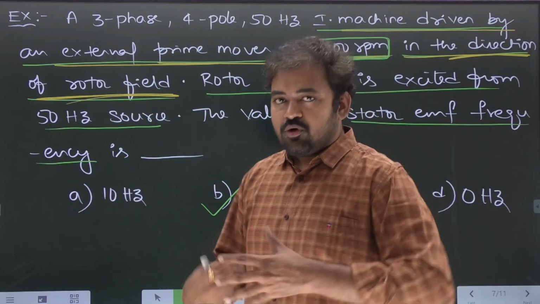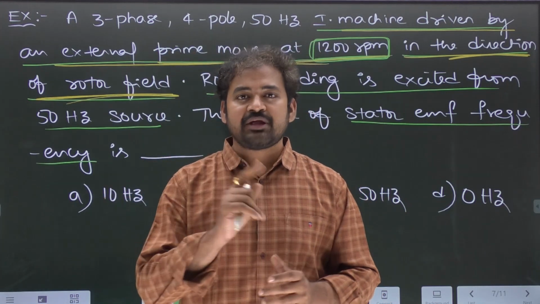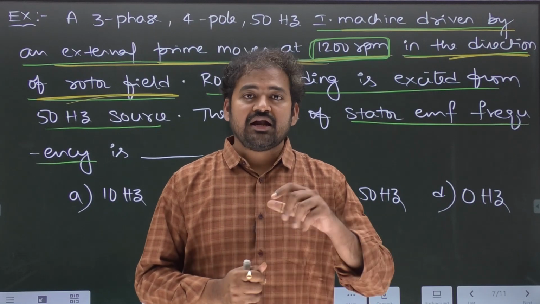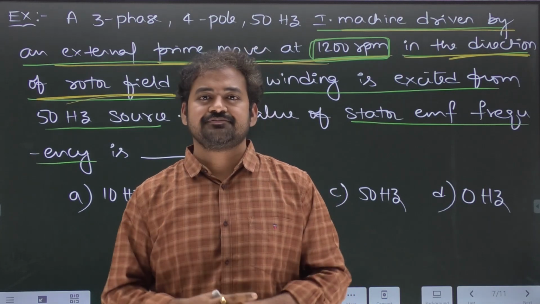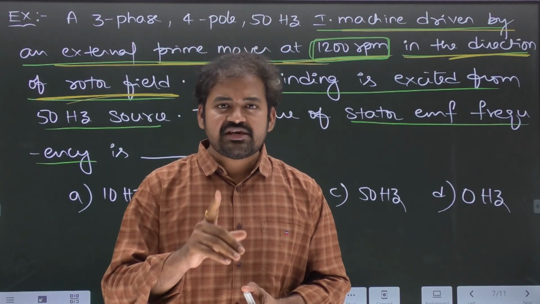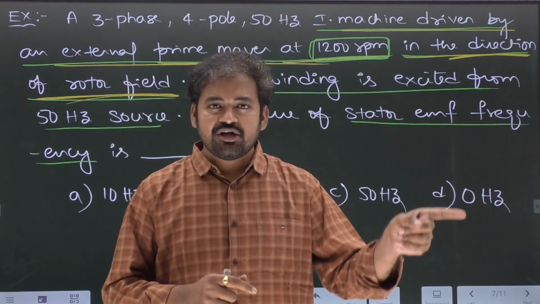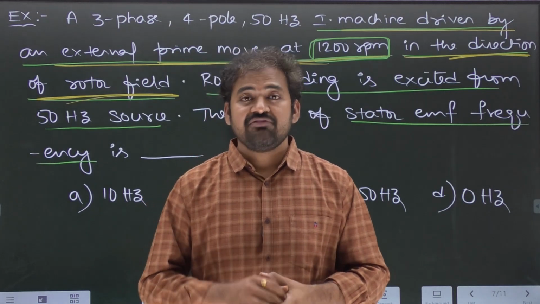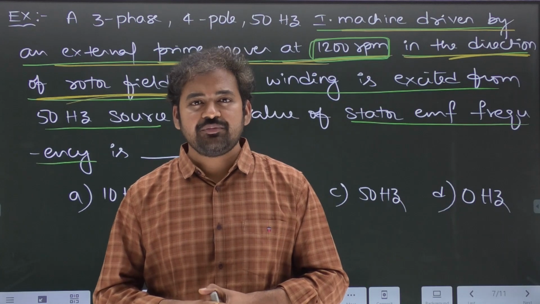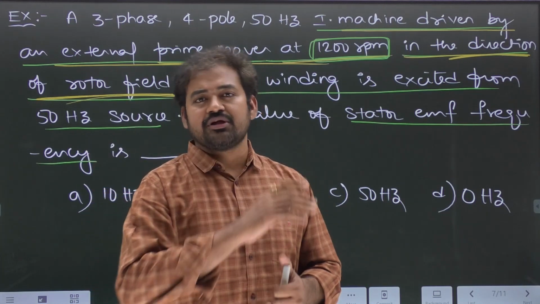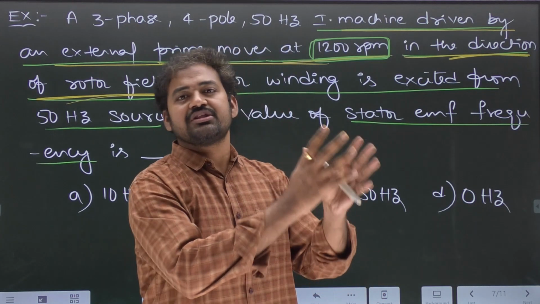So the point here is very simple. The machine was not rotating on its own. An external prime mover is rotating the machine. And is the machine excited from the stator side or the rotor side? The machine was excited from the rotor side. Whenever the machine is excited from the rotor side, slip speed is defined as the relative speed between the rotor field and stator conductors. Whenever the machine is excited from the stator side, slip speed is defined as the relative speed between the stator field and rotor conductors.